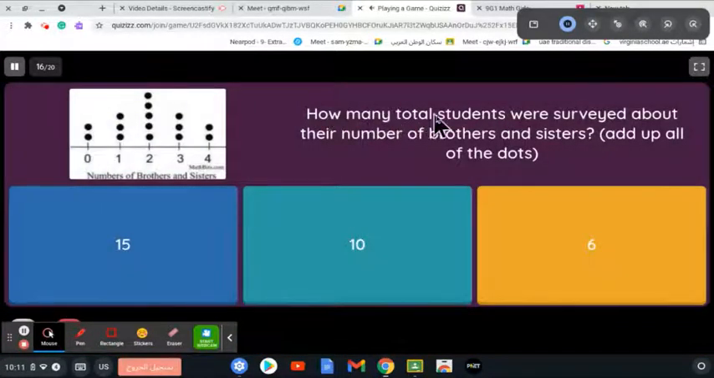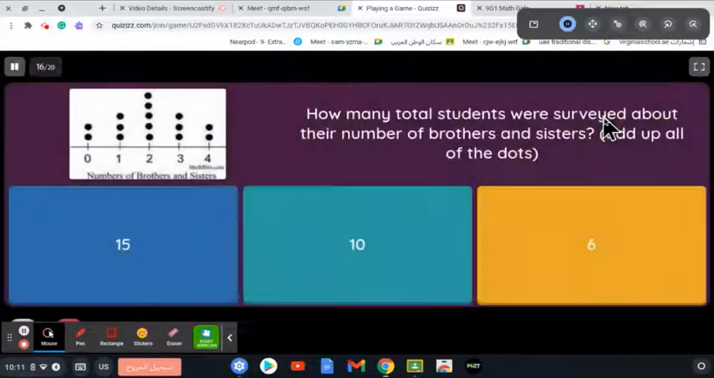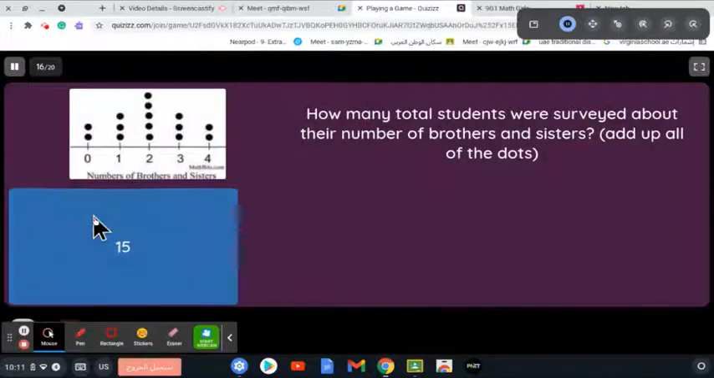How many total students were surveyed about their number of brothers and sisters? So click on here. We count the dots. These dots represent the amount of students. So 1, 2, 3, 4, 5, 6, 7, 8, 9, 10, 11, 12, 13, 14, 15. So then the answer is 15.